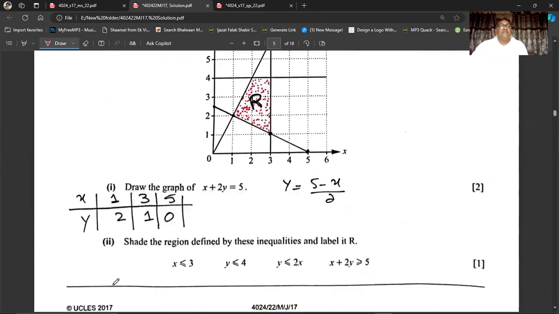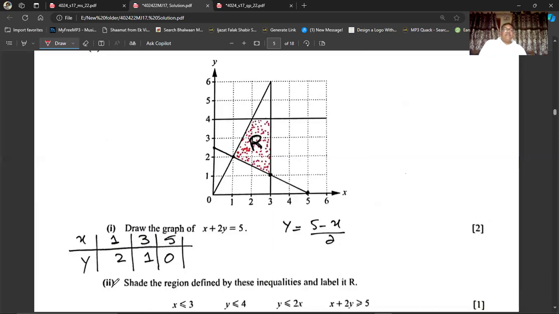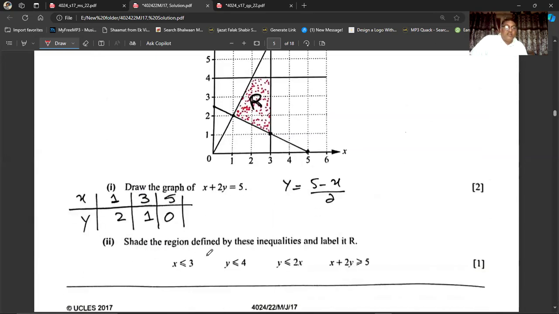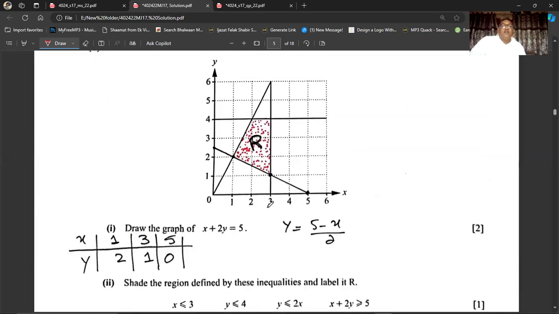It's D part. Then it says shade the region defined by these inequalities and label it R. Okay, so shade x is less than 3. So here is that line x equals 3. Because the crocodile's back is towards the x, you have to remain on the left side of this vertical line. So you have to remain behind this vertical line, on the left side of this vertical line, I mean. Here you have y equals 4. This is a horizontal line, y equals 4. Because the crocodile's back is towards the y, you have to remain below this line.